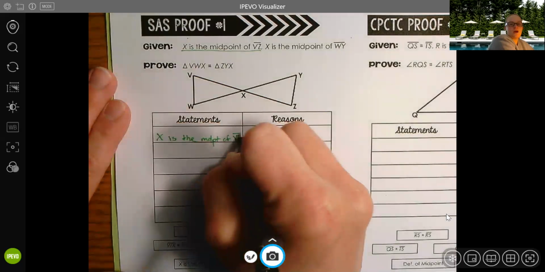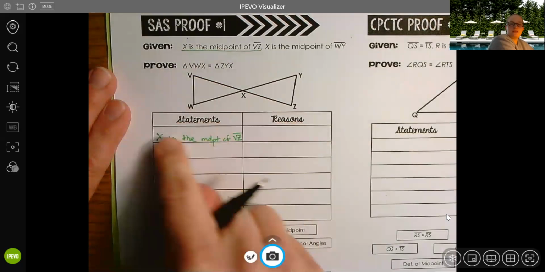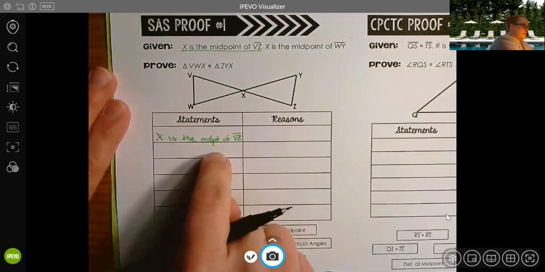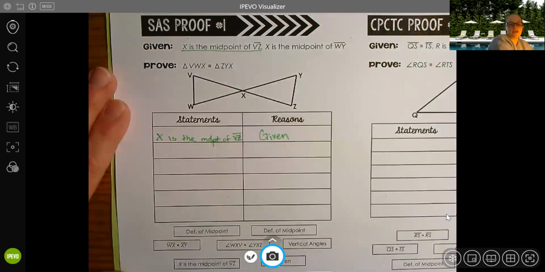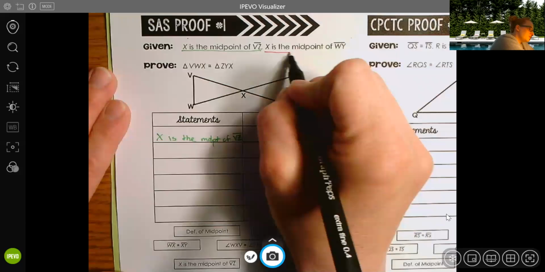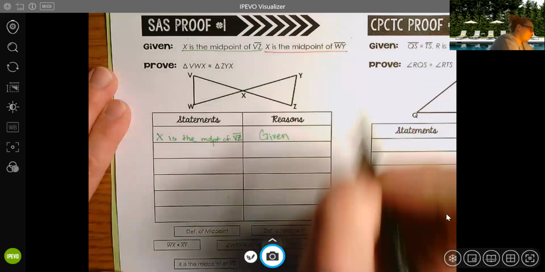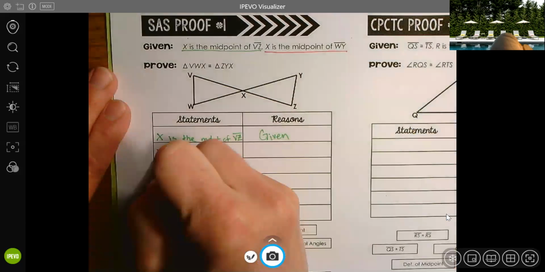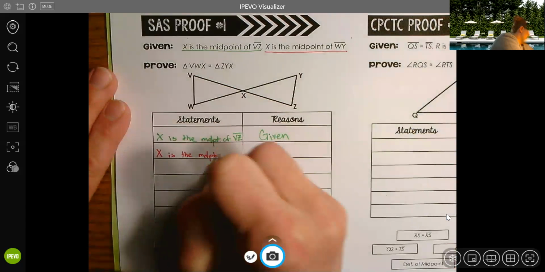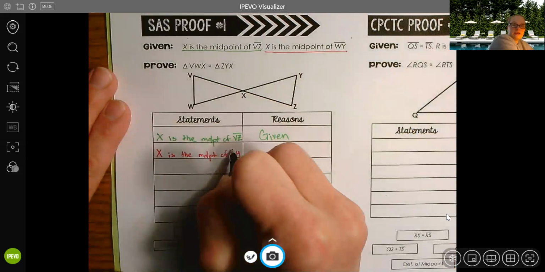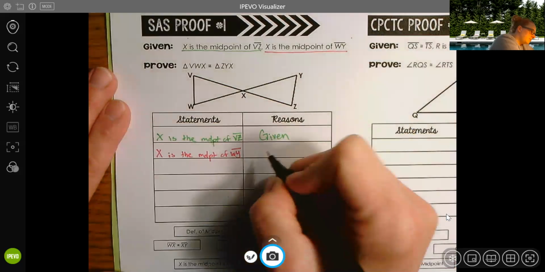So if you want to abbreviate midpoint, if you want to write this in 2 lines in there, that's just fine. All right, so then I have another given. So I'm going to jot that down. And its reason is given.